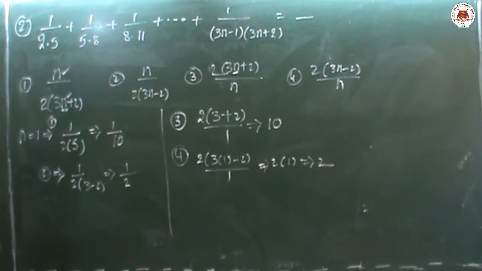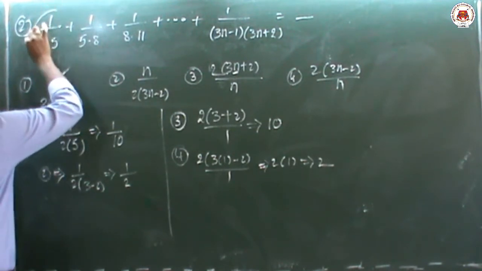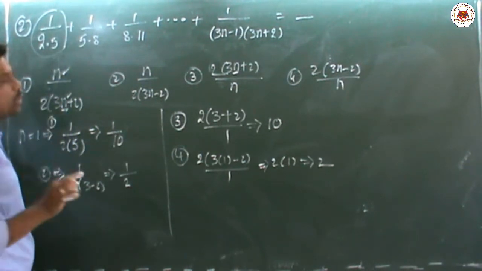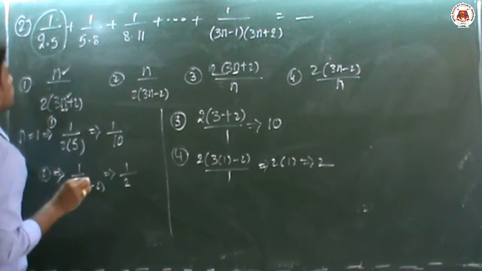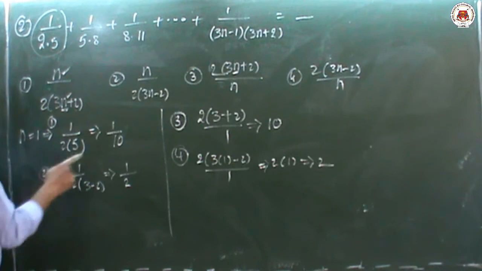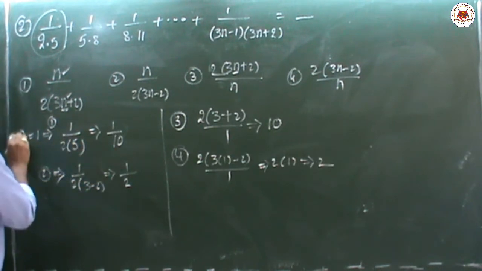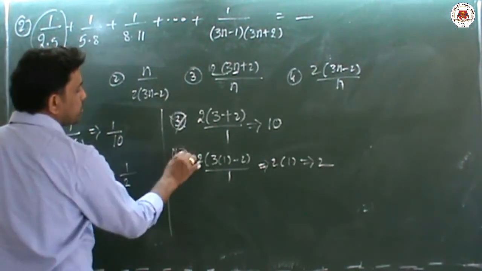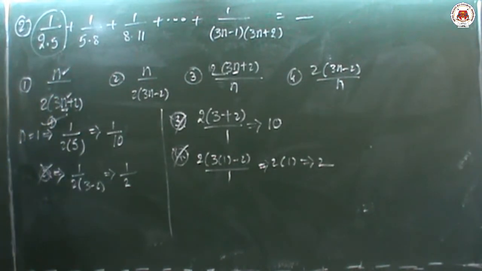Now we'll check which option is correct. What I said, n equal to 1. N equal to 1 means here the first term. What is the first term? 1 by 2 into 5. 2 into 5 means 10. So what is the answer we want? We need the answer 1 by 10. So check here, first option is 1 by 10. So first option is correct, because second option is 1 by 2, third option is 10 and fourth option is 2. So these three are not. So which one is the correct answer? 1 by 10. That means first option is the correct one.